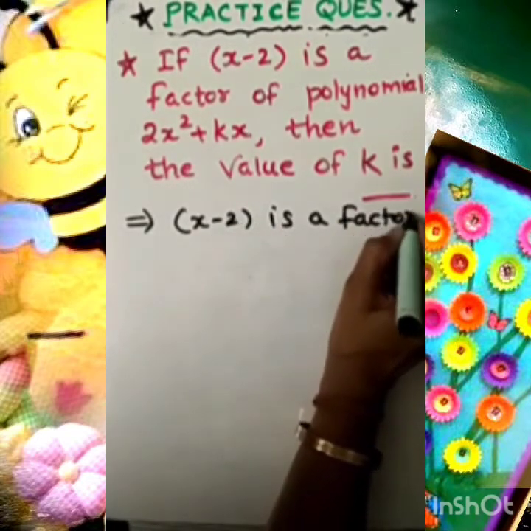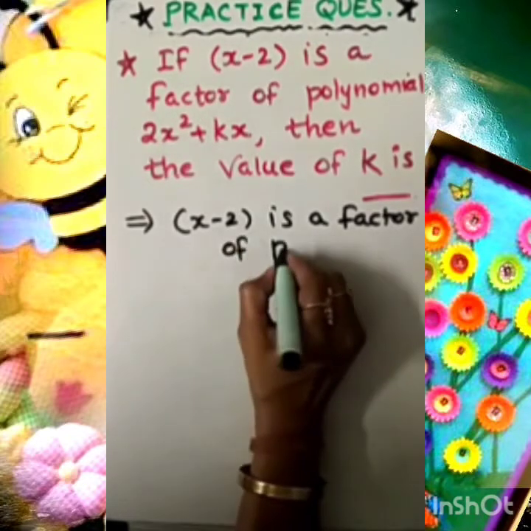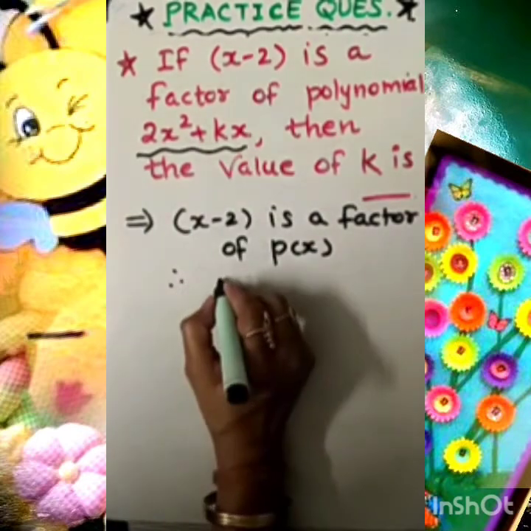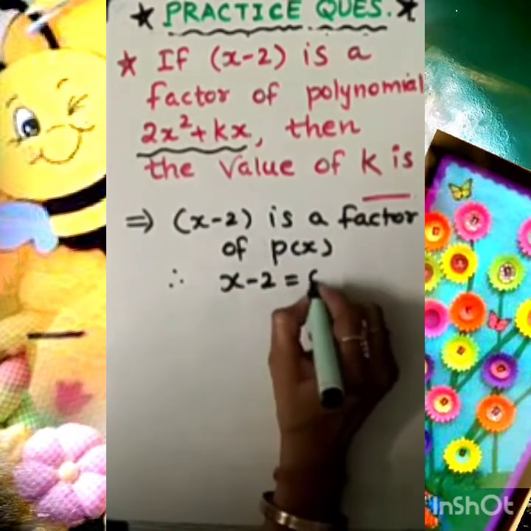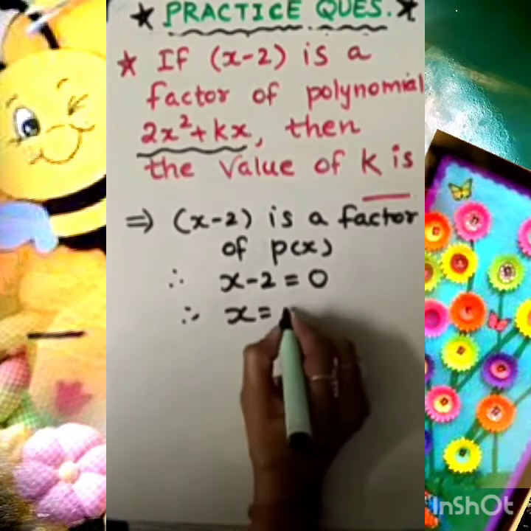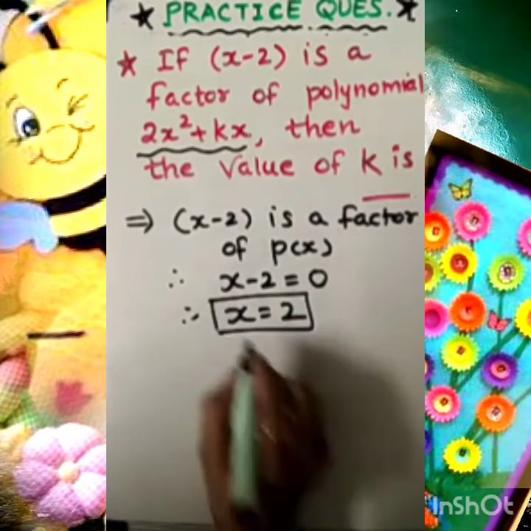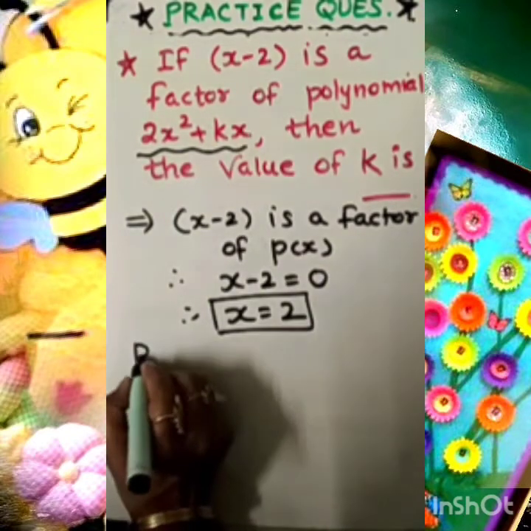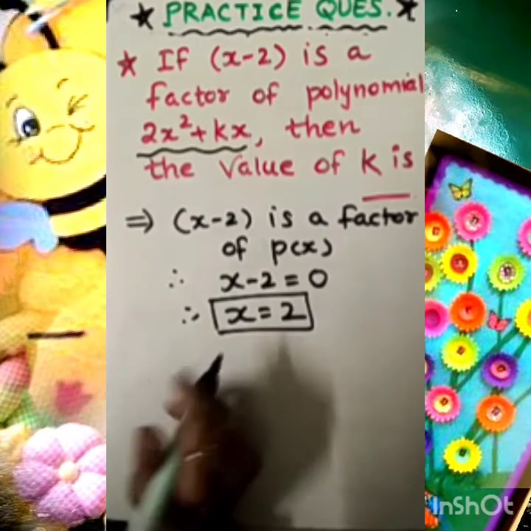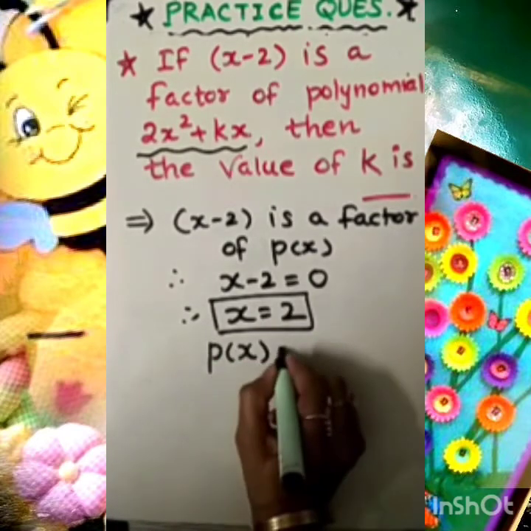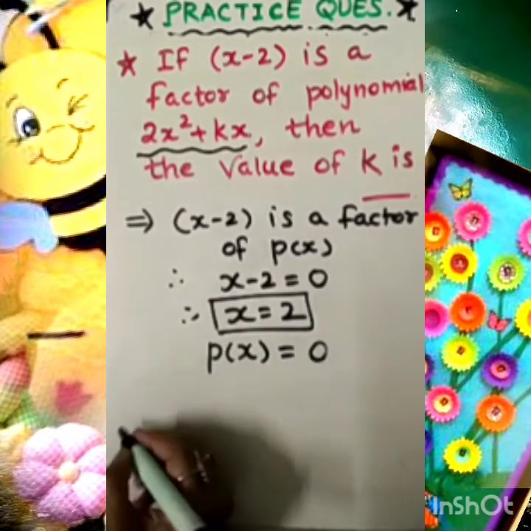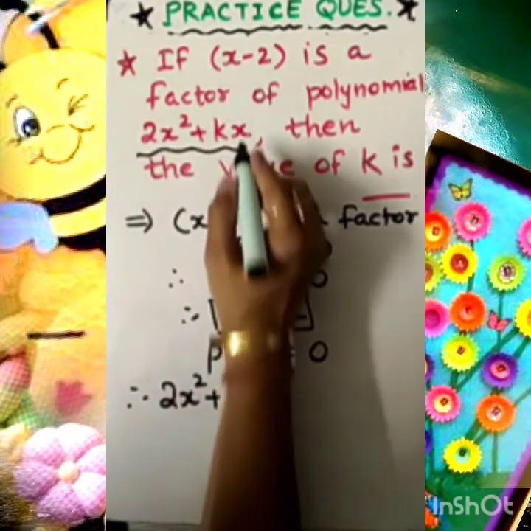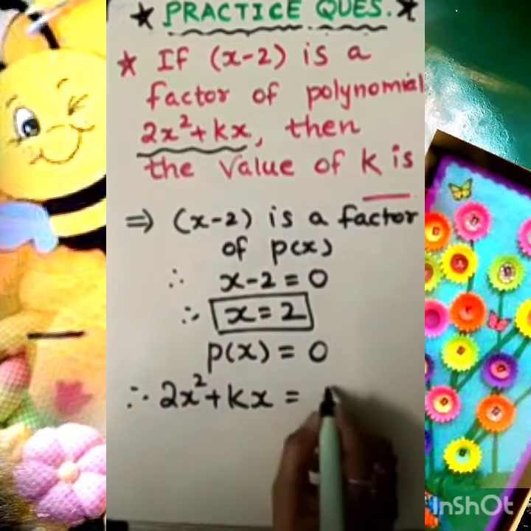it is one of the factors of px. I am calling this px. Okay? This is the px polynomial. Then the answer of this factor indicates that x will be 2. That is, it is the zero of the polynomial. Fine. So 2 is the zero of the polynomial. Then of course, dear student, here we need to mention px equal to 0. Therefore, you can see here our polynomial is 2x square plus kx equal to 0.